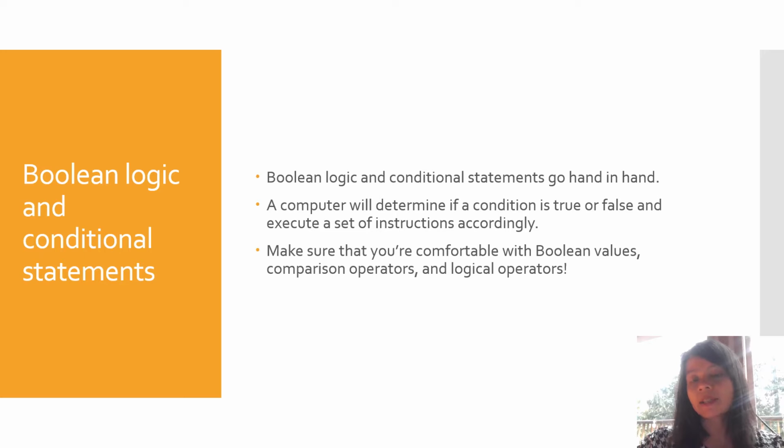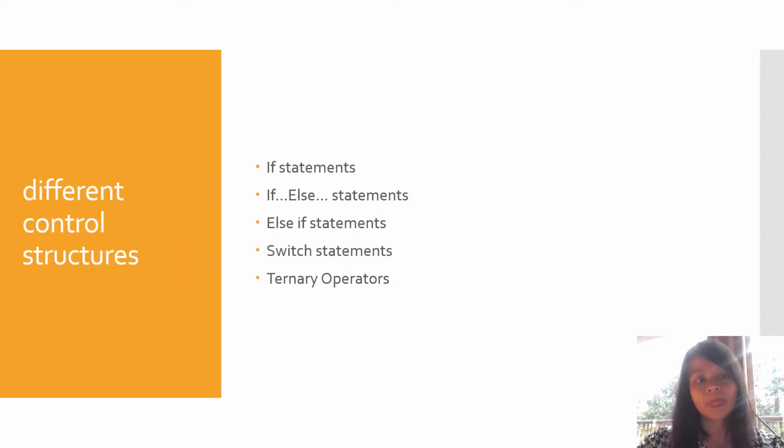Boolean logic and conditional statements go hand in hand. A computer will determine if a condition is true or false and execute a set of instructions accordingly. So make sure that you're comfortable with Boolean values, comparison operators, and logical operators. There are different control structures. We have if statements, if-else statements, else-if statements, switch statements, and ternary operators.